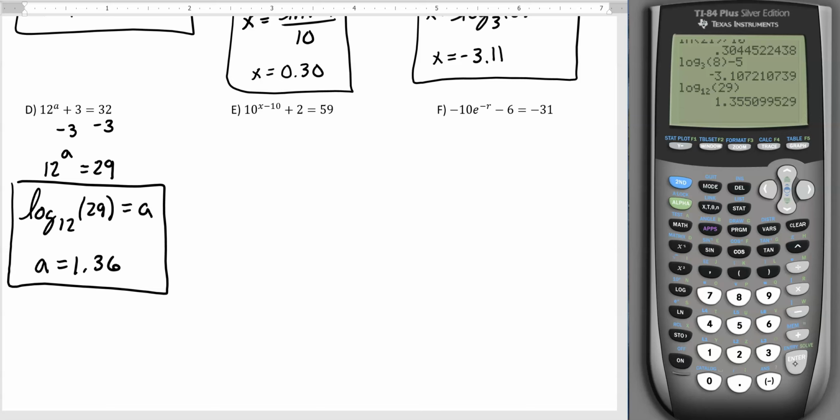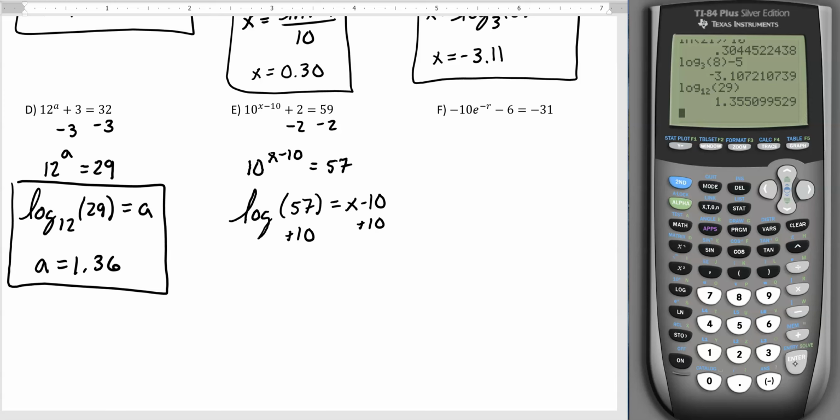First step here, we would need to isolate that base, right? So we're going to subtract 2 from both sides. So we'll have 10 to the x minus 10 equals 57. Now remember, if our base is 10, we don't have to write that in our logarithm. So it would just be the log of 57 equals x minus 10. To get x, just add 10 to both sides. So we'll find that x equals log of 57 plus 10.